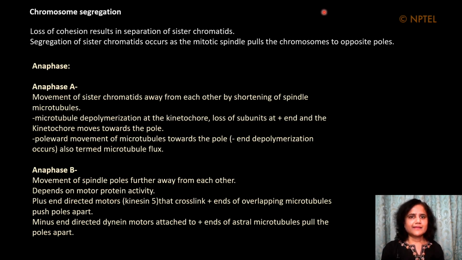And the minus end directed dynein motors, which are attached to the plus ends of astral microtubules, by their minus end directed motor activity, pull the spindle poles apart. So they exert a pulling force via the astral microtubules on the spindle poles.